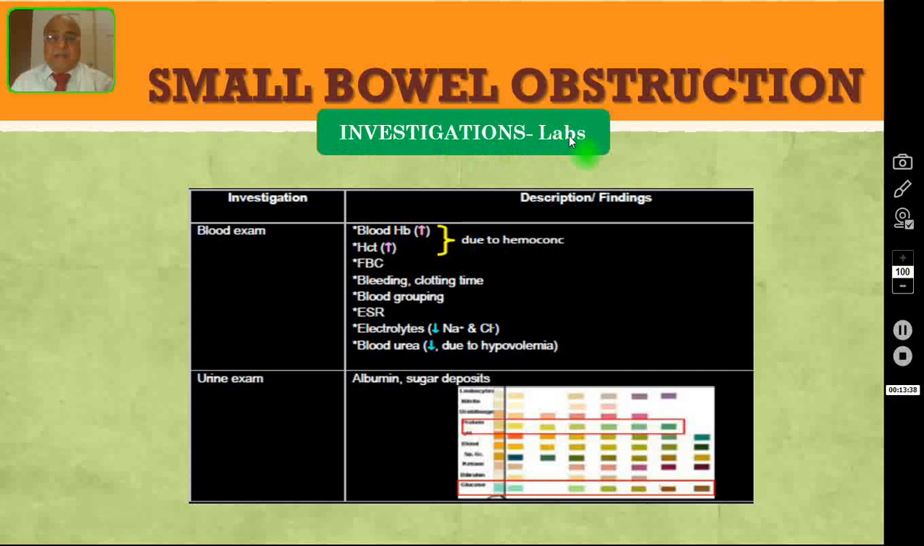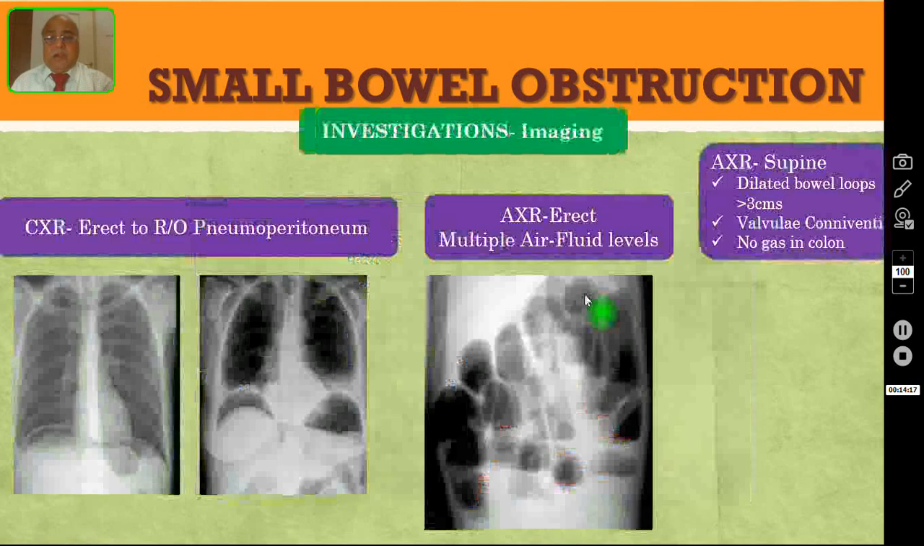So coming to the investigation, as a routine, you should do blood examination and urine examination also. This is routine. This is not diagnostic of small bowel obstruction. So you have to do the full blood count, that is the blood hemoglobin, hematocrit, FBC, bleeding and clotting time, and electrolytes especially you must do because of continuous vomiting, and blood urea nitrogen also you must do. And then you have to do urine examination for evidence of any sugar or any infection in the urine, but this is not diagnostic for small bowel obstruction. So what is the diagnostic test?